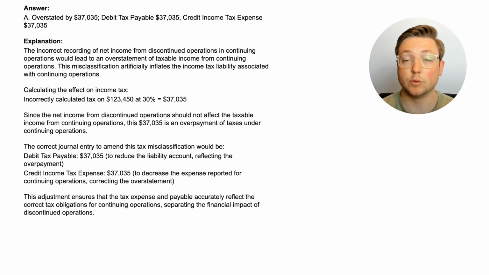because again, they had a liability account related to the taxes needing to be paid, so they don't need to pay those taxes now. And then you credit the income tax expense to get rid of the tax expense, because again, it shouldn't have been there, it should have been reported somewhere else. This adjustment ensures that the tax expense and payable accurately reflect the correct tax obligations for continuing operations, separating the financial impact of discontinued operations.